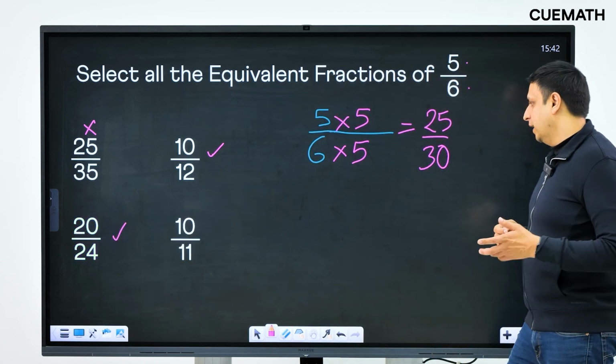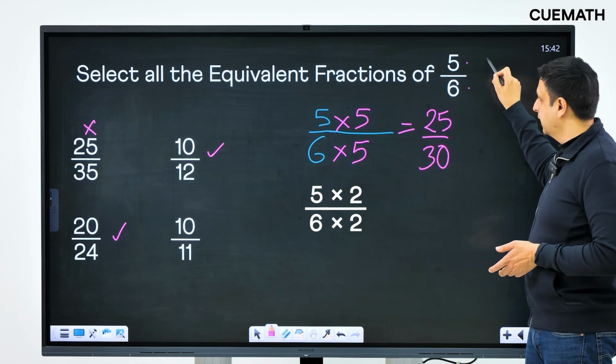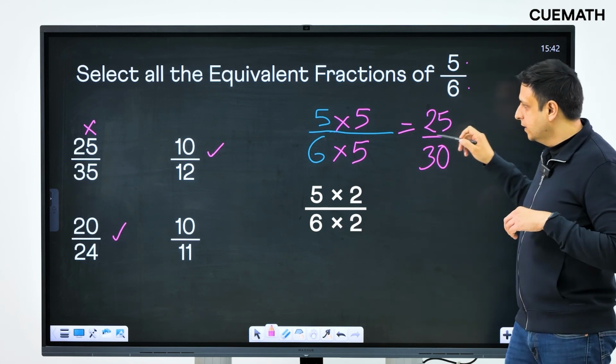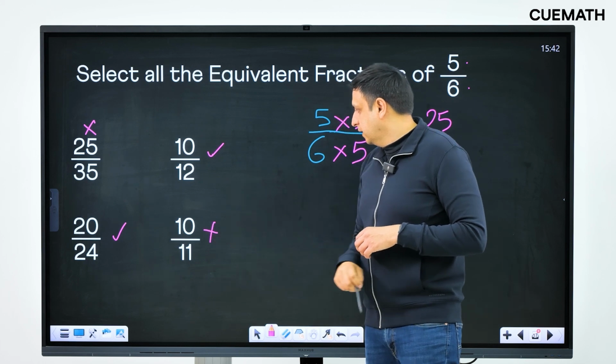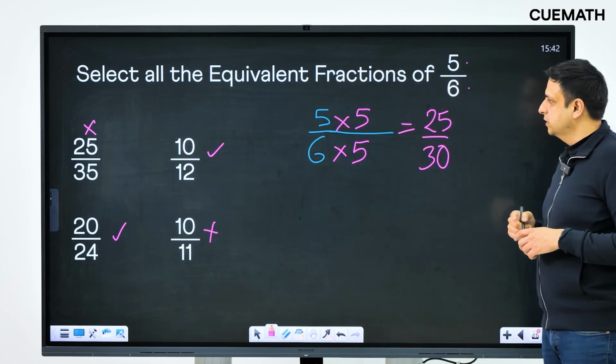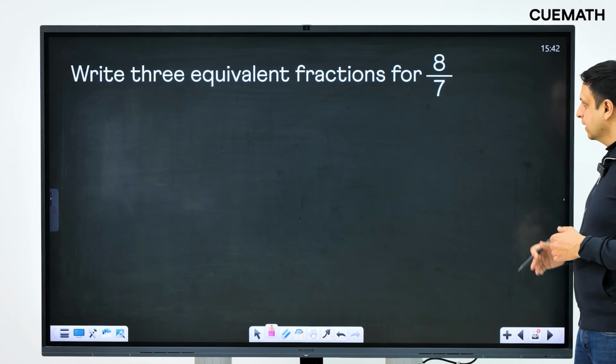What about 10 over 11? Well, if you multiply 5 by 2 and 6 by 2, you get 10 in the numerator, but 12 in the denominator, which is what we got here. So 10 over 11 is not really equivalent to 5 over 6. So two fractions here are equivalent to 5 over 6.